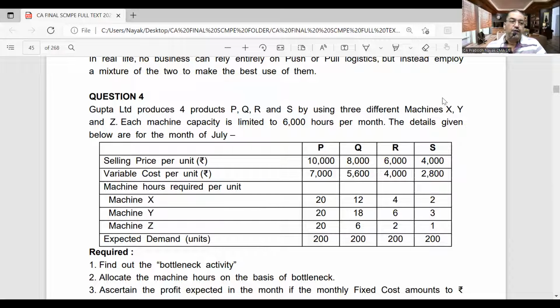Now, today, most of the questions will be based on your theory of constraints. Different types of questions will be covered here, starting with the first one.